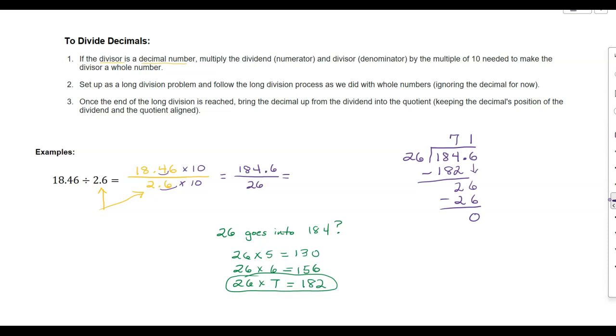Hopefully the long division algorithm is coming back to you. Now, we're not done though. Even though we have a 0 remainder, you still have to bring up this decimal point, keeping it aligned, and we'll bring it into our quotient right there. So the answer to 184.6 divided by 26 is the same as 18.46 divided by 2.6. They're both 7.1. Okay, so there is your answer.